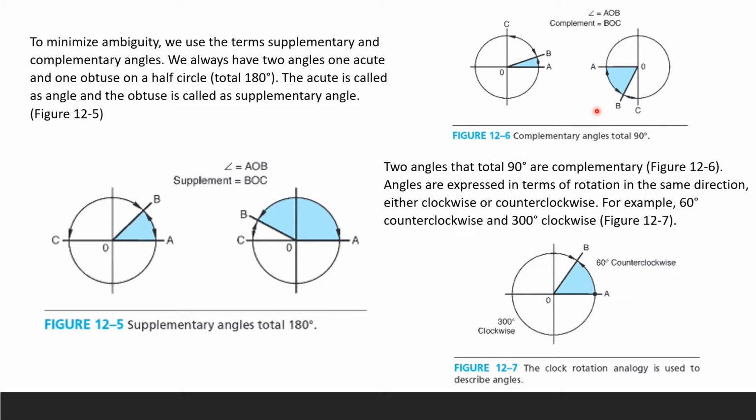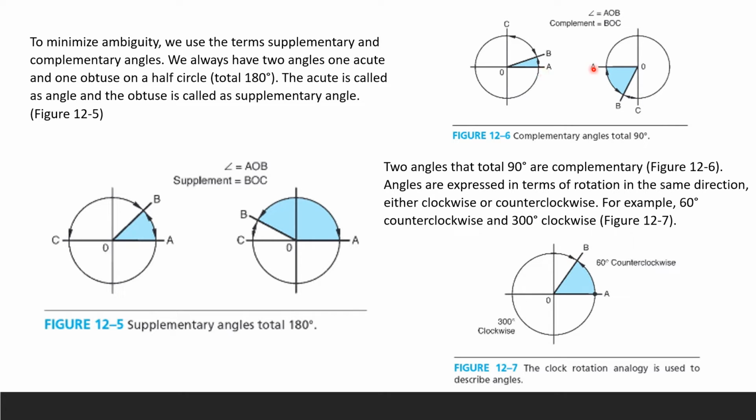Two angles that total 90 degrees are complementary to each other. Angles are expressed in terms of rotation in the same direction, either clockwise, going this way, or anti-clockwise, going that way. So for example, 60 degrees counterclockwise, and then 300 degrees clockwise. Here we're going counterclockwise, backwards of your clock, and then 300 degrees clockwise on the clock, okay?